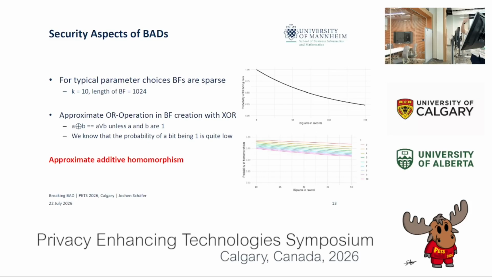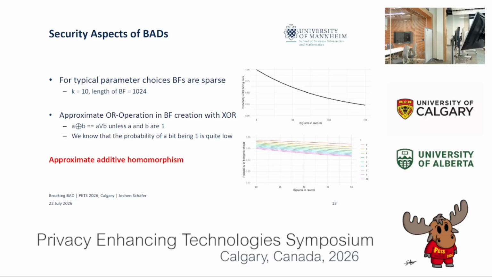The only case when the result of an XOR and an OR operation differs is when both bits are 1. And because this is incredibly rare, you can see the probability of a bit being 1 here in the top right, this entire thing is basically linear. And we have approximate additive homomorphism, which means if we export two Bloom filters with diffusion, what we get is approximately a Bloom filter or an encoding that represents the XOR of the plaintext.